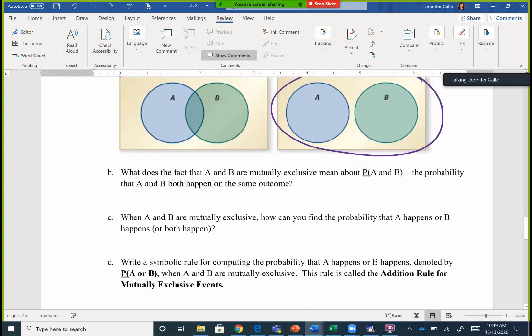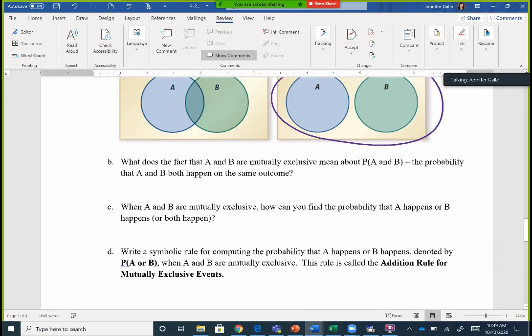In part B, it says, what does the fact that A and B are mutually exclusive mean about the probability of A and B? Can A and B both happen on the same outcome? If they're mutually exclusive, can they happen on the same outcome? No. So the probability that they both happen on the same outcome has to be 0. Cannot happen, will not happen.